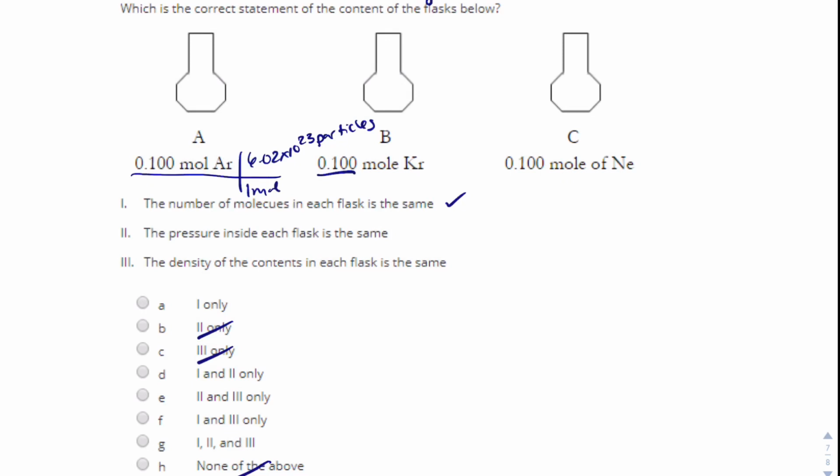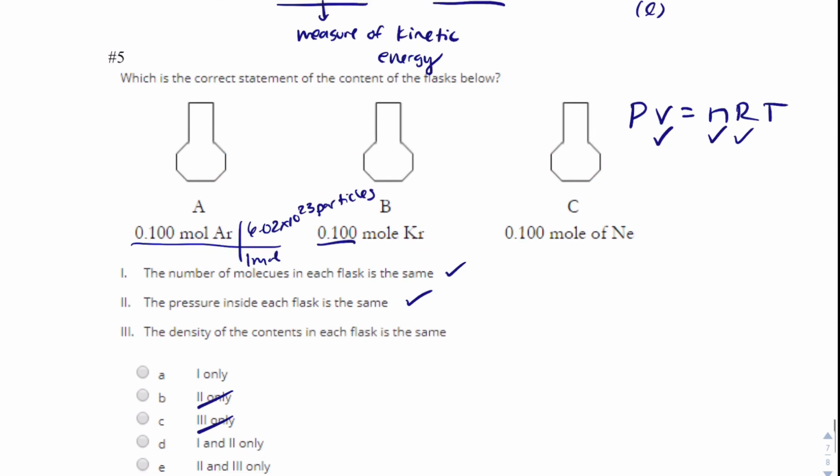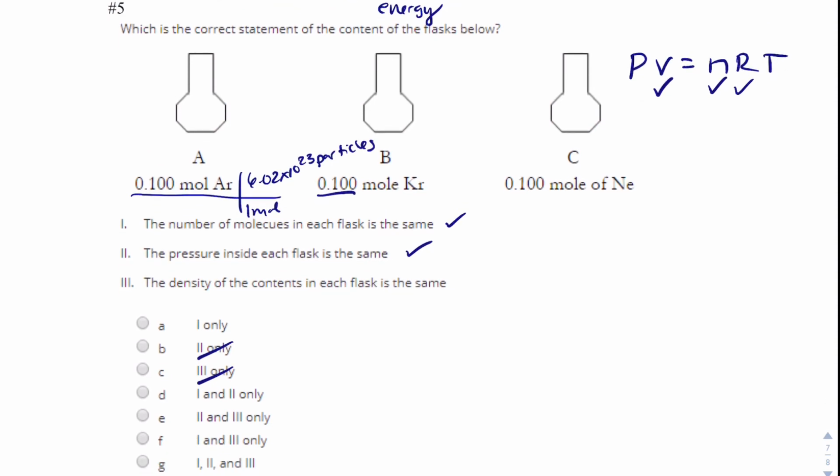The pressure inside each flask is the same. Well, the flasks appear to be the same. So let me just think about PV equals nRT to see if I can think through this. The volume tends to be the same. We know the moles are the same. R is the same. And I guess we'll assume that the temperature is the same. So mathematically, the pressure has to be the same. So that's actually true.